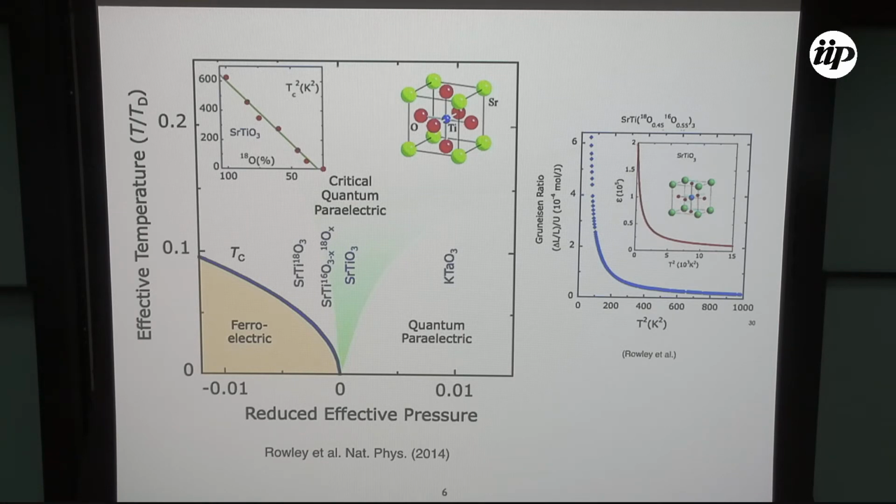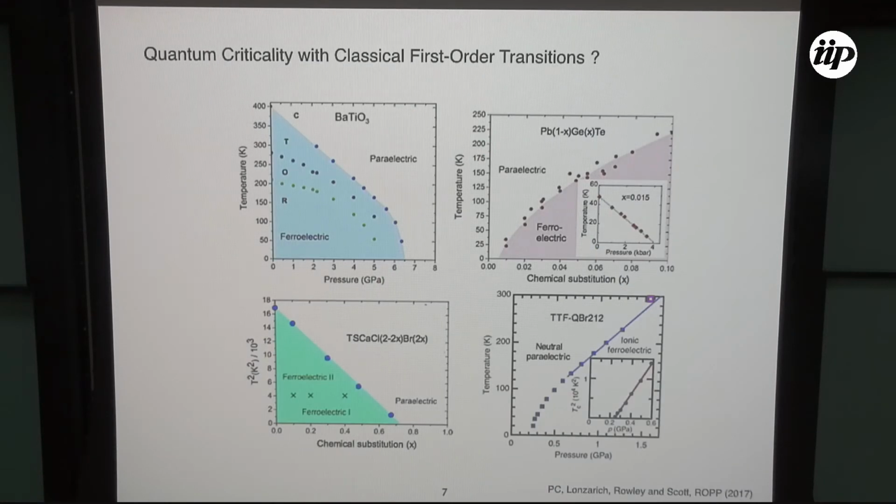So the question is, here we have strontium titanate that is classically first order, and yet it's showing quantum criticality. And indeed, it turns out that there are a number of systems like this. Here we have our standard favorite ferroelectric, barium titanate, which, under pressure, seems to indicate some quantum criticality. It's only recently been studied. I remind you that most of these ferroelectrics are studied for room temperature applications. Most experimentalists who study ferroelectrics don't actually have a fridge.